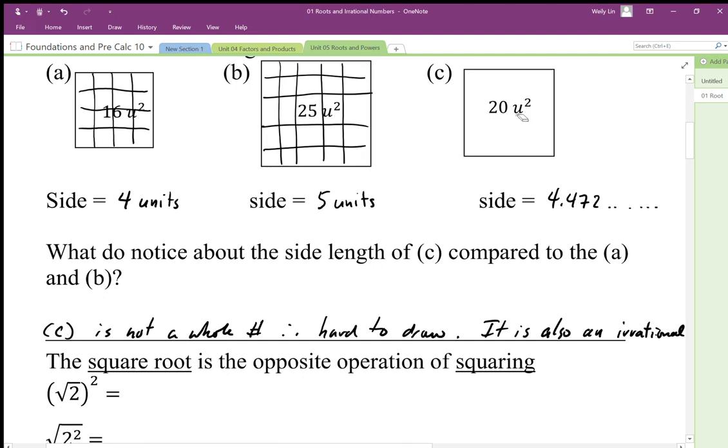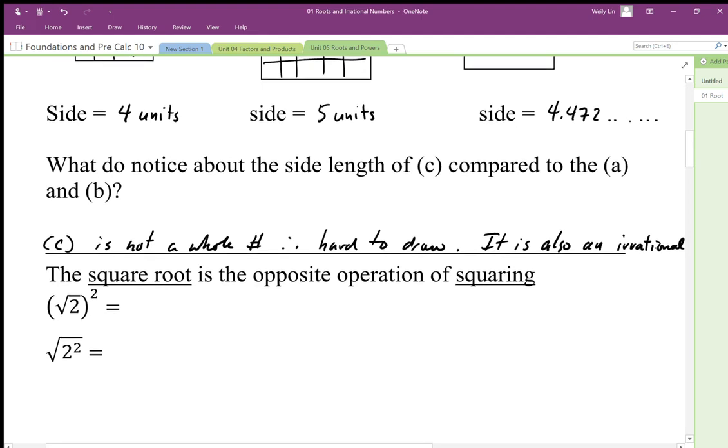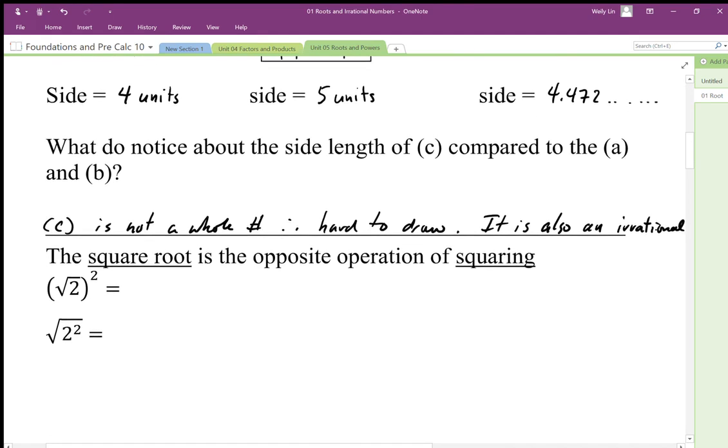And here, although we cannot draw the edge length of 4.472, we know that if we have 20 squares arranged in a square area, okay, this can't be done in a nice square like even numbers, whole numbers like we can here and here, but we do have squares that are of size 20 square units. We can get the edge length by square rooting. So we go from area to side length is square rooting, side length to area is squaring. And they are opposite operations. So one will undo the other.